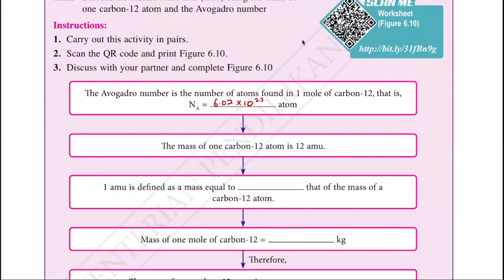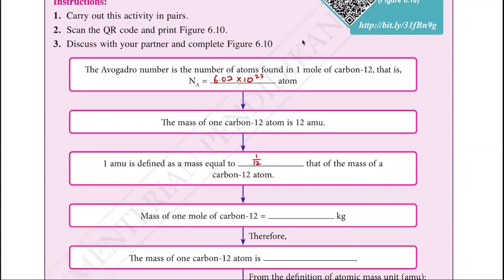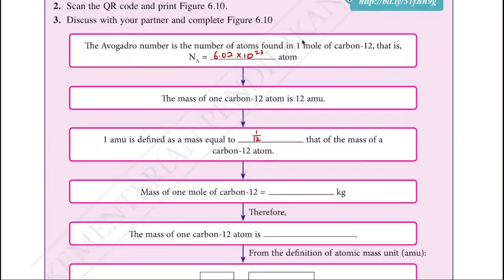The mass of one carbon-12 atom is 12 AMU. And 1 AMU is defined as a mass equal to 1/12 that of the mass of the carbon-12 atom. Now, the mass of 1 mole of carbon-12 is how much?